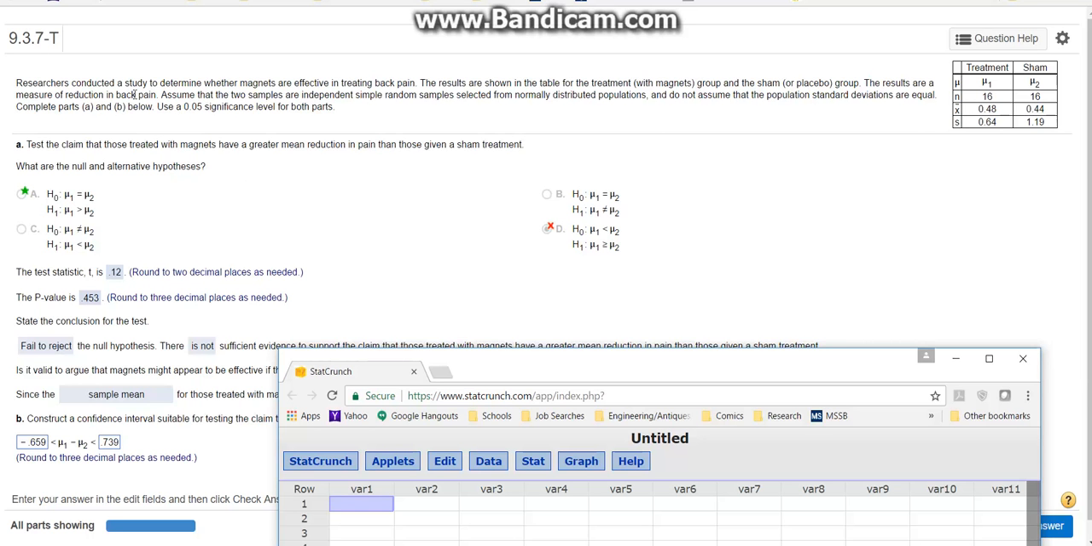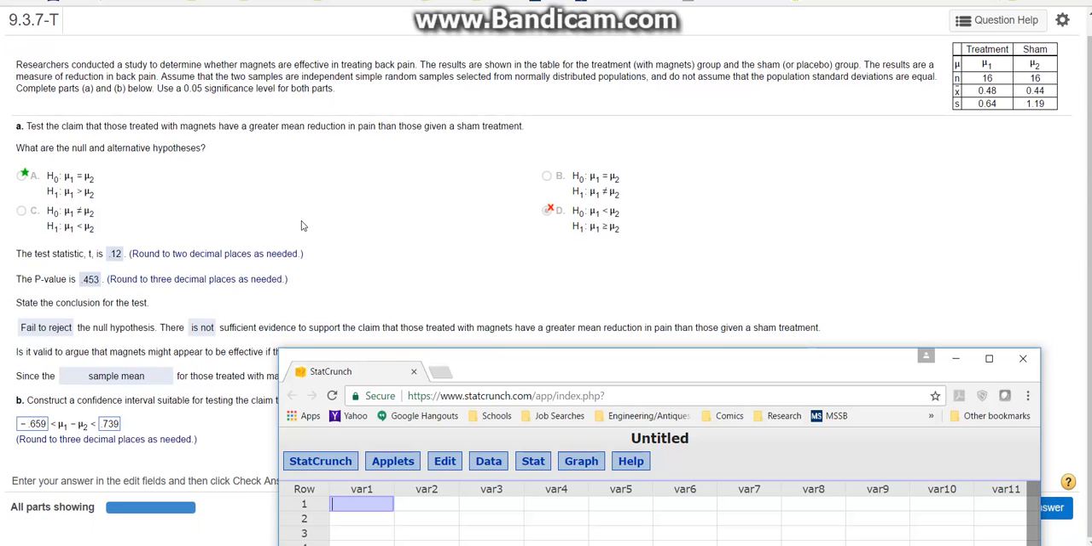We want to find out if the results are effective. Assume the two samples are independent and normally distributed. Do not assume the population standard deviations are equal. Okay, so we don't know if the population standard deviations are equal or not. Complete parts A and B below. Use alpha 0.05. So the first thing we need to do is set up the hypothesis test.